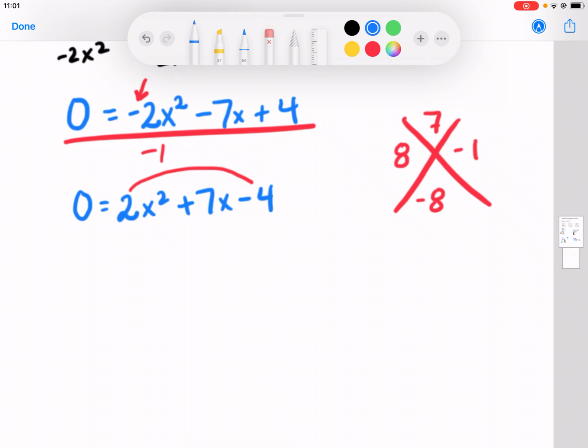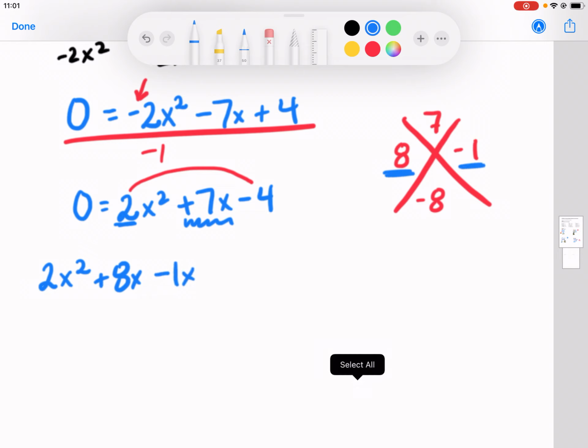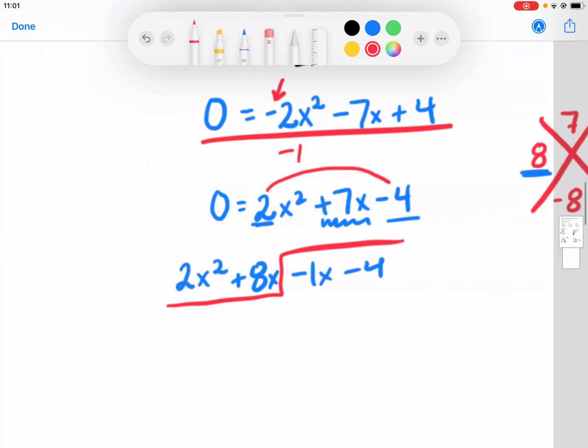And then, because this is a 2 in front, we're going to have to do our long route. So I'm going to rewrite that 2x squared. But then instead of positive 7x, I'm going to put a plus 8x because of this 8. And then a negative 1x because of the 1 over there. And then you keep the negative 4 the same.